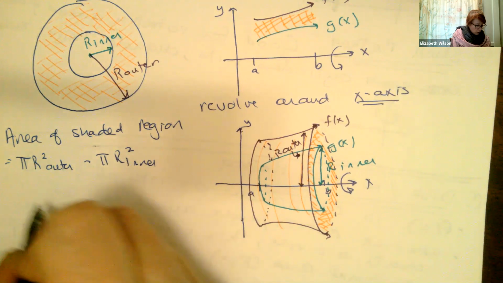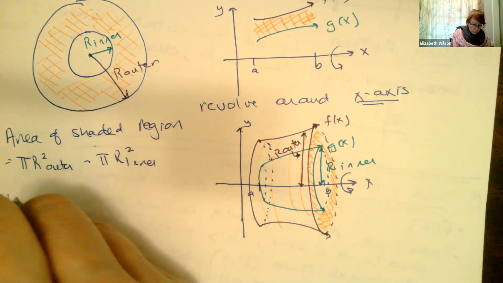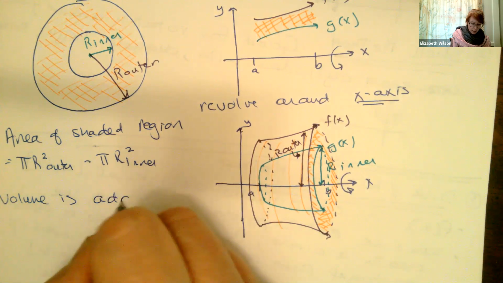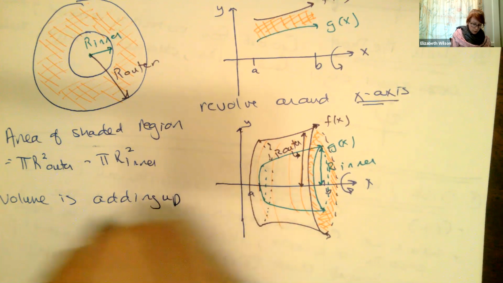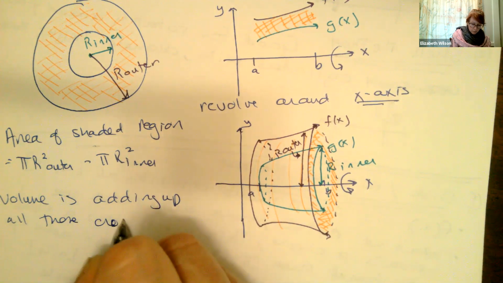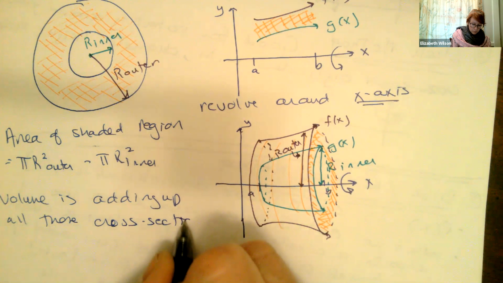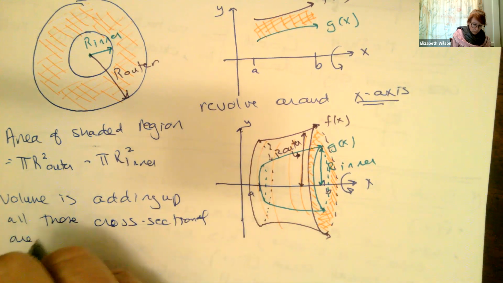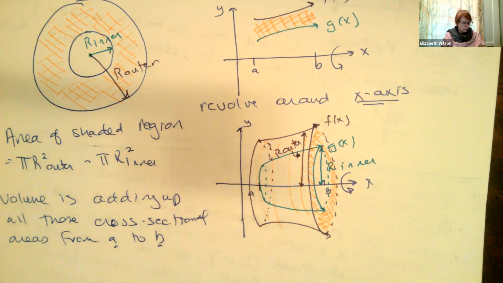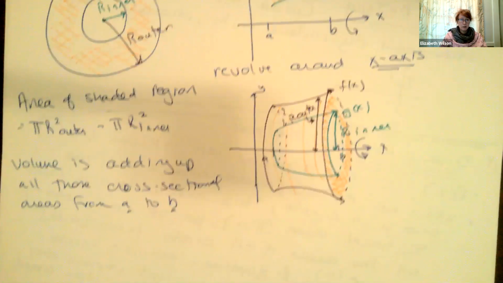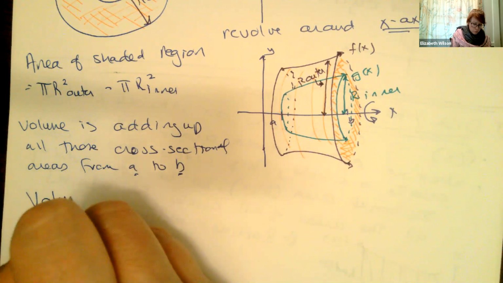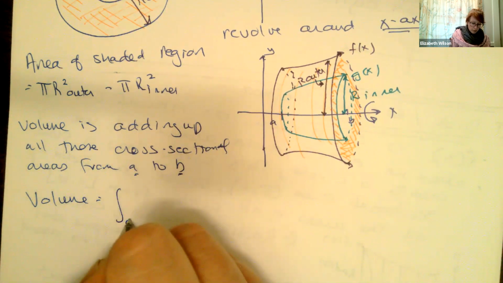So now our volume is gotten by adding up all these cross-sectional areas, from x equals A to x equals B. Okay, so let's write down our formula for that. So this is going to be volume. We're going to go from A to B.